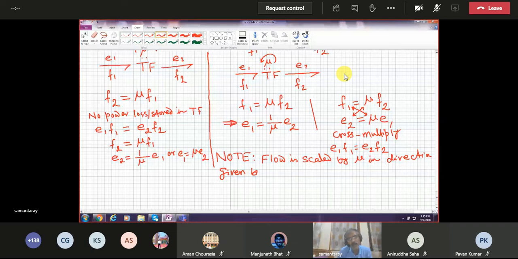whereas effort is scaled in the opposite direction. Yes, somebody wants to speak? Speak, please.